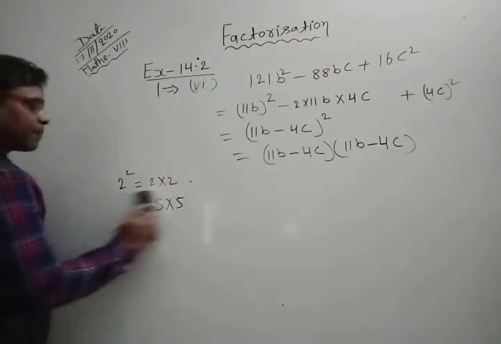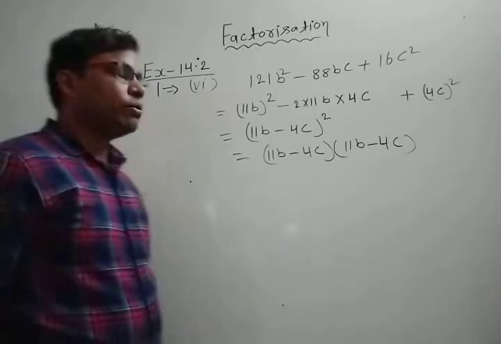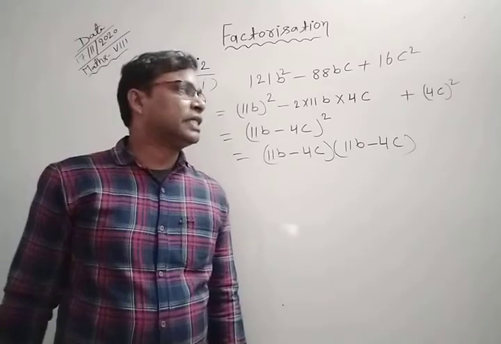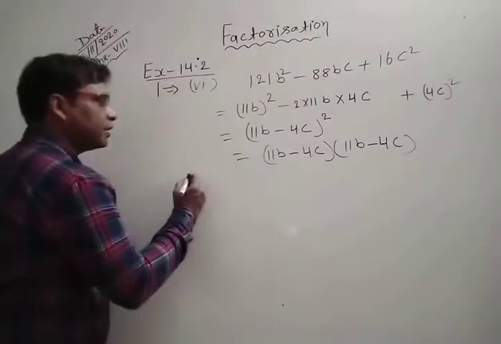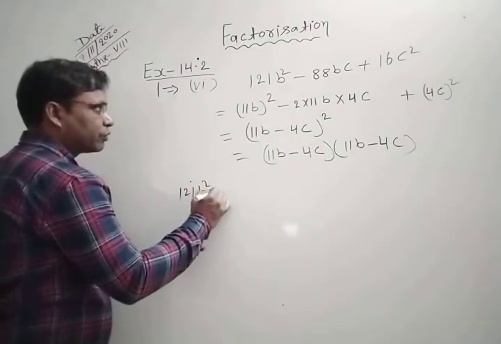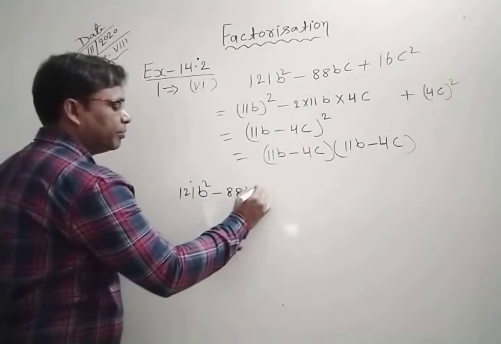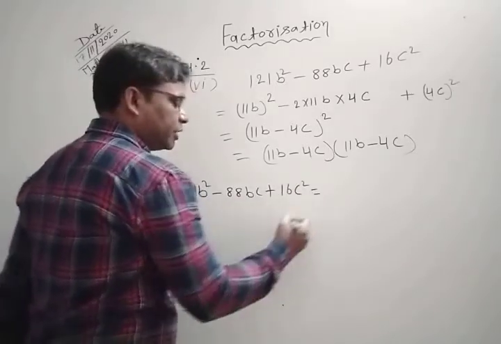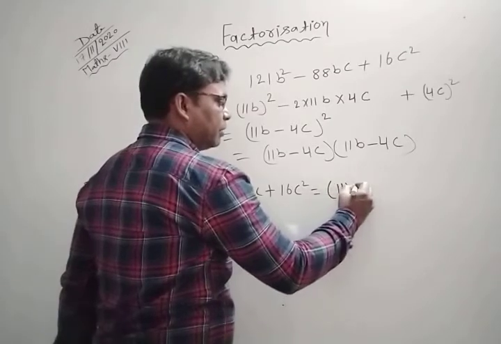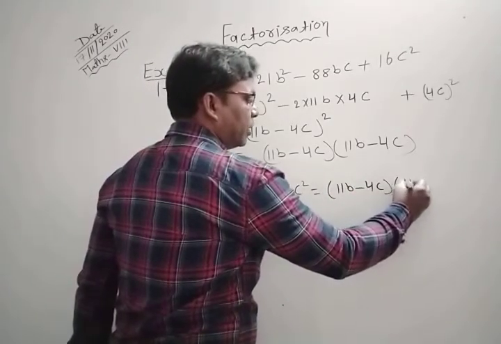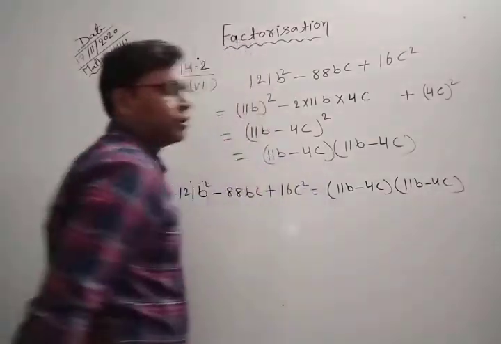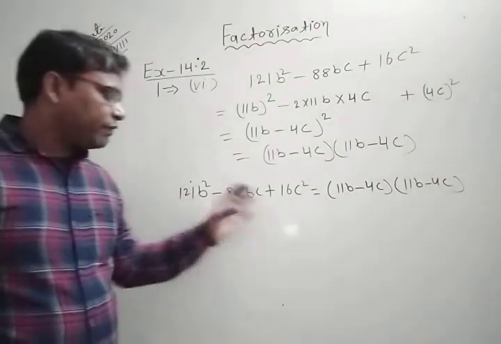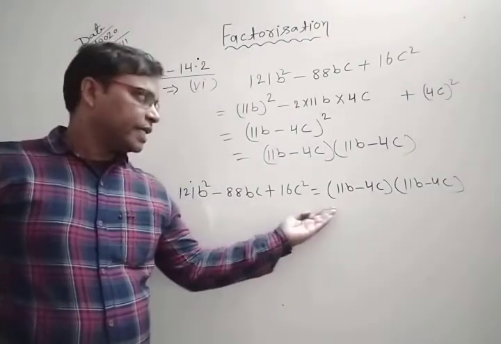So you can see here we find the factors of 121b square minus 88bc plus 16c square. The factor of this expression is 11b minus 4c into 11b minus 4c. Is this clear? So these factors we found with the help of the second identity.